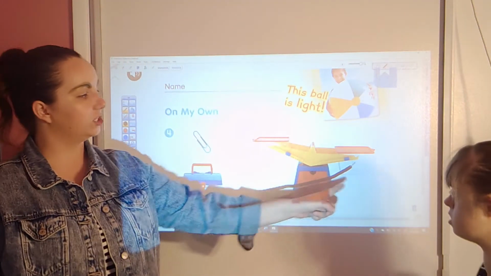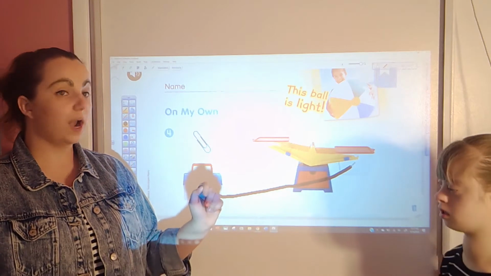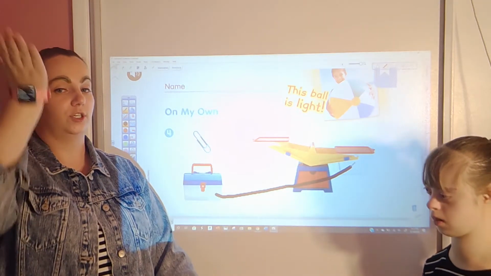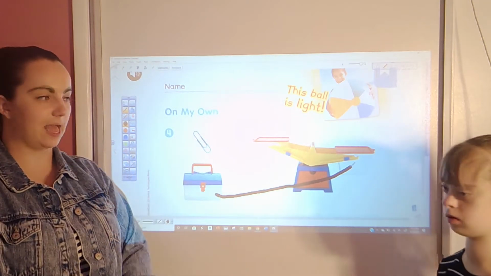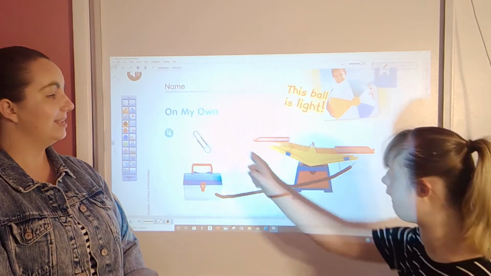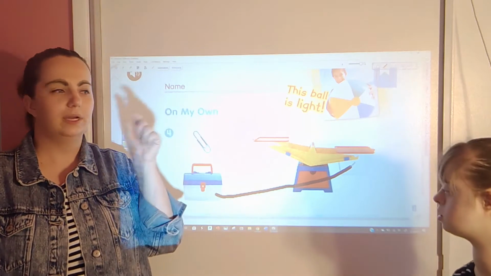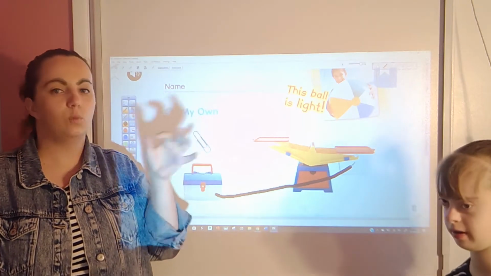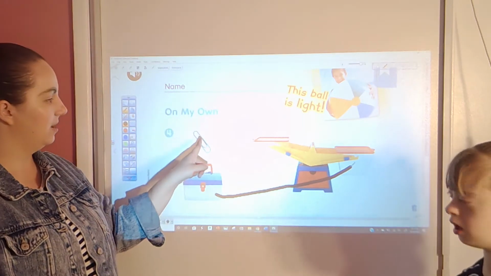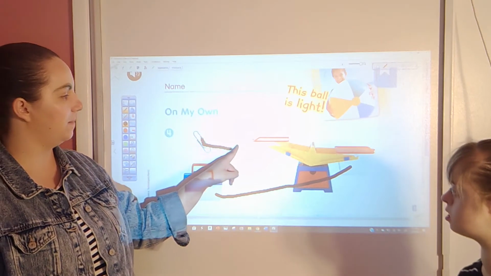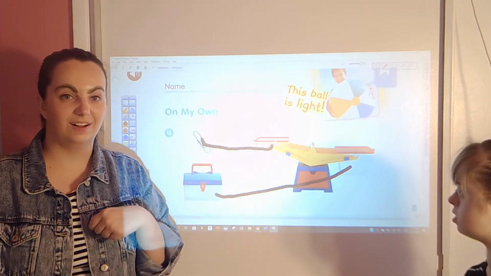Now, if the lunchbox is heavier, what object is lighter? Not as much weight, not as heavy. Yes, the paper clip goes there. Paper clips are so small, light, they barely weigh anything. Okay? So we're going to draw a line from the paper clip to this side of the scale.